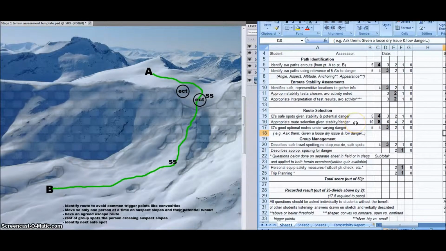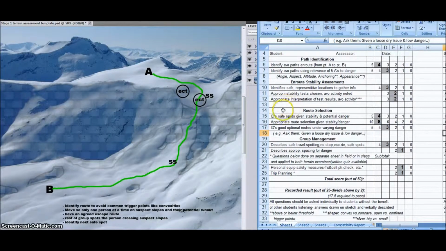Appropriate route selection given danger and stability. Again, given the scenario and the nature of the terrain, it's pretty full on, and around here there's not a whole lot of options to avoid some kind of contact with avalanche terrain. They've actually picked a very wise route through just a small gut here, and so I'm quite happy with the route that they've chosen.